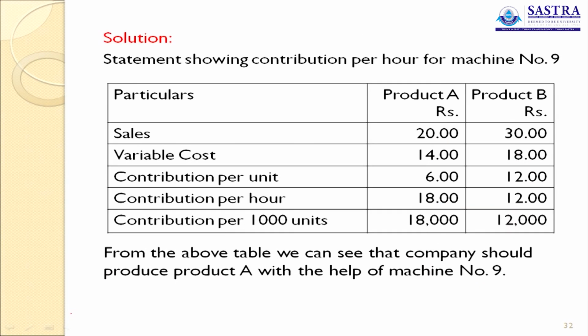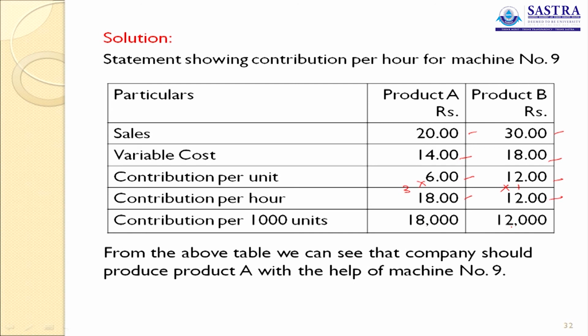Simply you prepare one marginal cost statement. Sales 20 per unit, 30 per unit. This is for product A, this is for product B. Variable cost 14, 18. Contribution per unit 6, 12. Contribution per hour 18, 12, because here you multiply by 3, here you multiply by 1, since they produce 3 units of product A and 1 unit of product B.